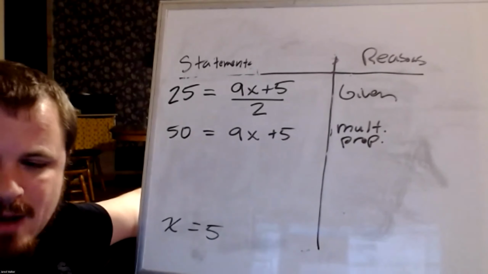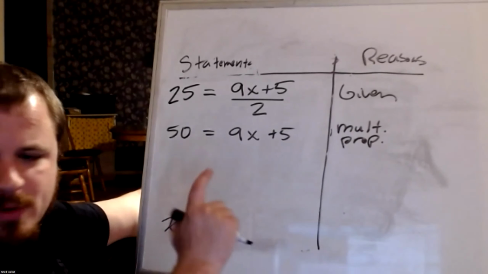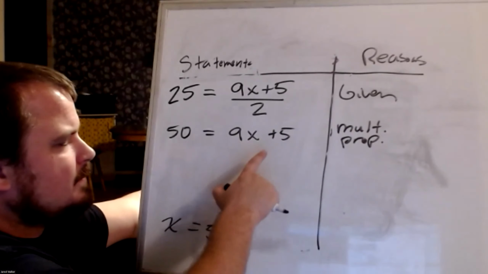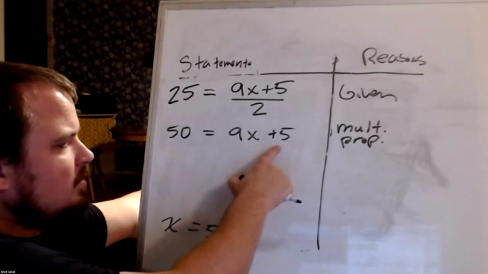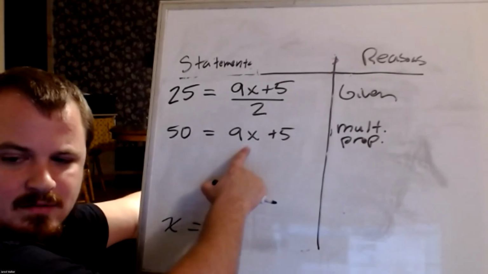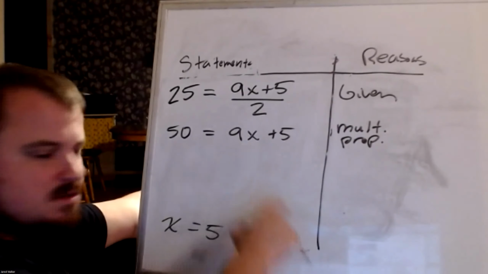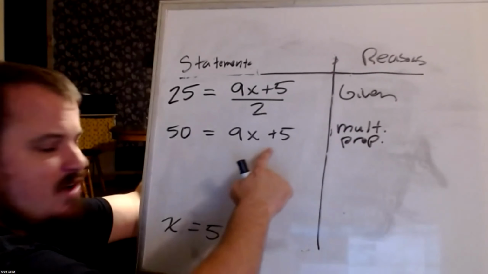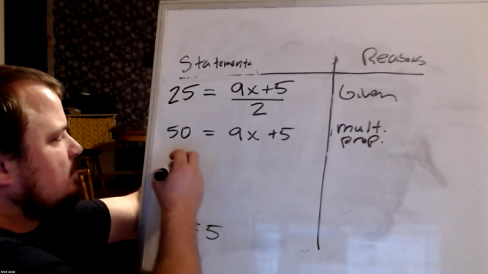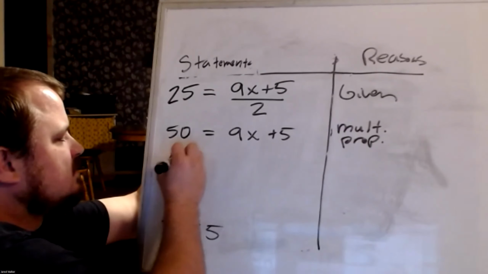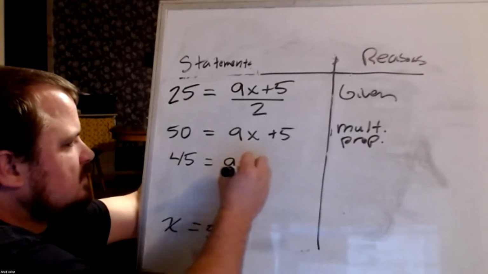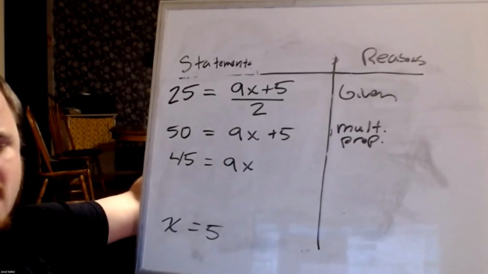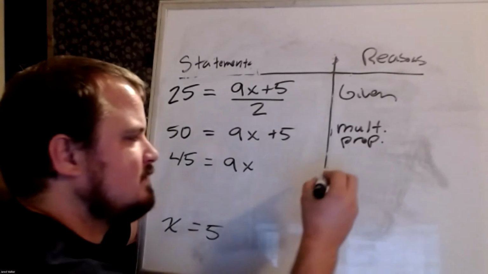Okay, now what needs to happen next? Are we going to subtract the 5? Or are we going to divide by the 9? What are we going to do next? We're going to subtract 5 from both sides. So the next step would look like this. Okay, what did I do on both sides? Subtracted.